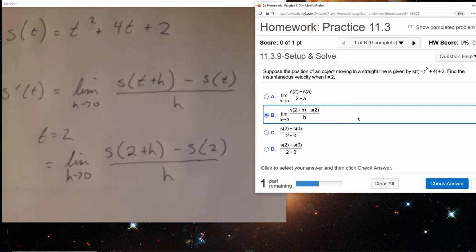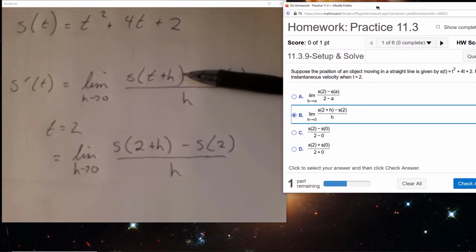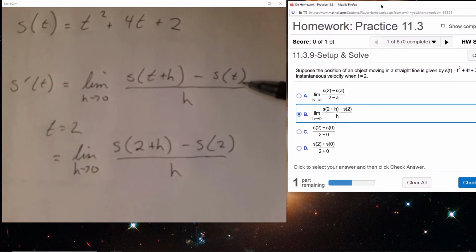So again, just to be clear here, this line right here is the derivative. This is the definition. This is where we start. They're telling us that t equals 2, and so just plugging that in. And that is selection B.